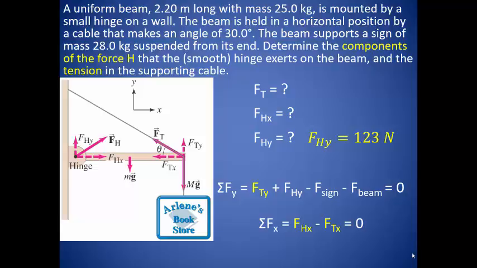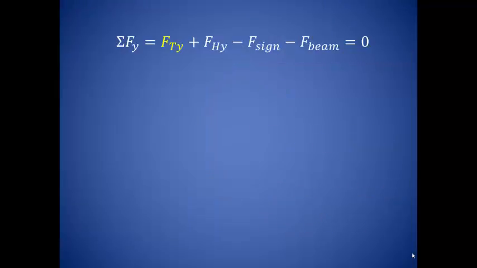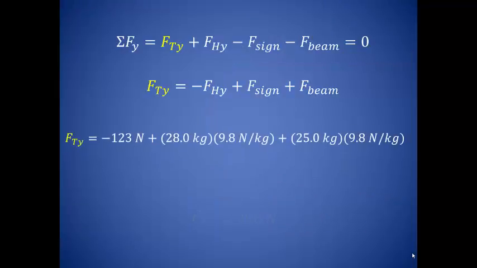When we look at our Y equation, we can see that we have the hinge's Y component now. We can also find the force of the sign and the force of the beam. So it looks like we can find the force of gravity acting on both of those, and that would lead us to find the tension's Y component. So let's see if we have all of this information. The Y component of the tension will be equal to the negative Y component of the hinge, which we just found, plus the weight of the sign, plus the weight of the beam.